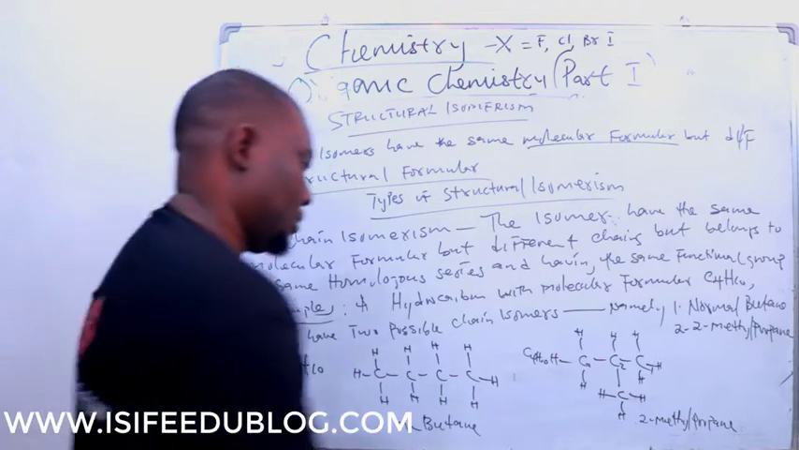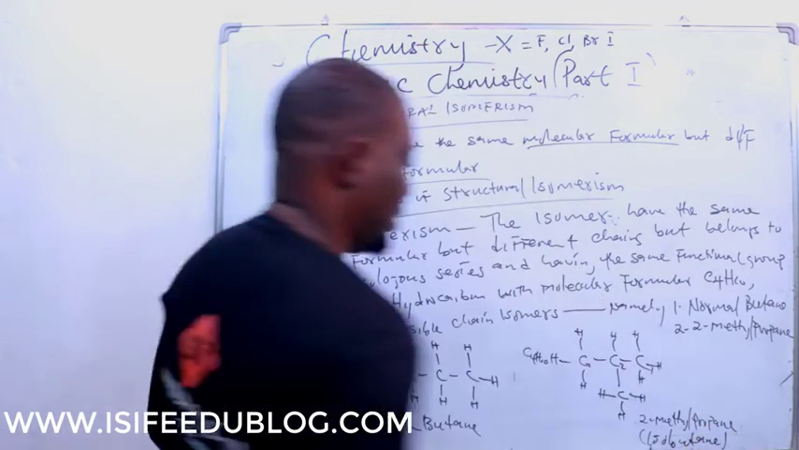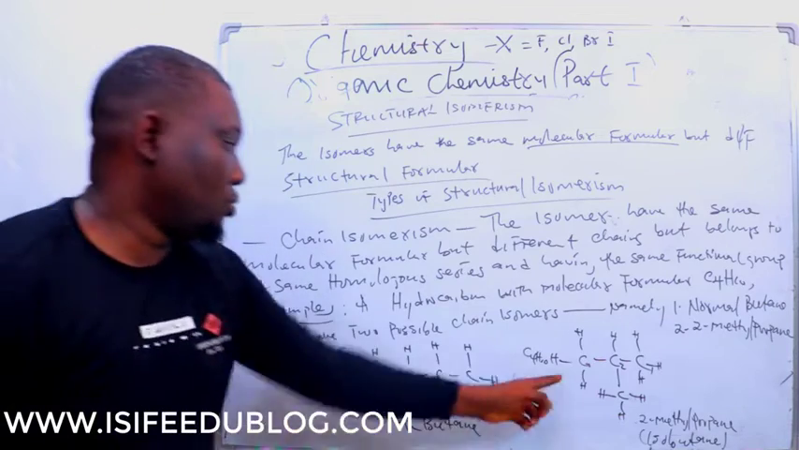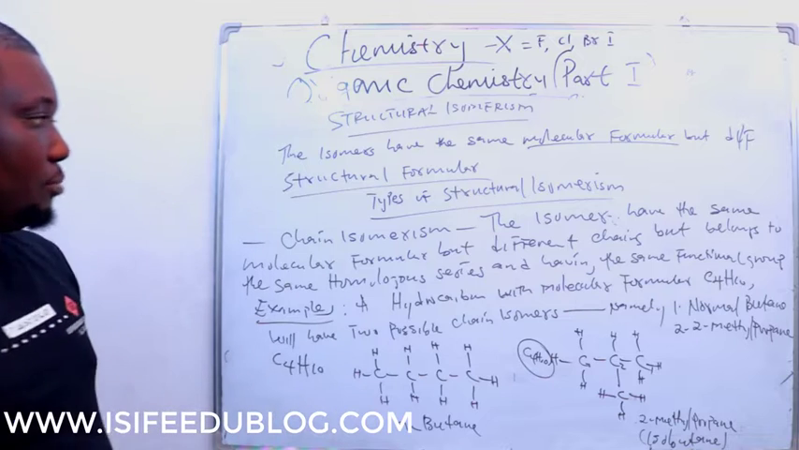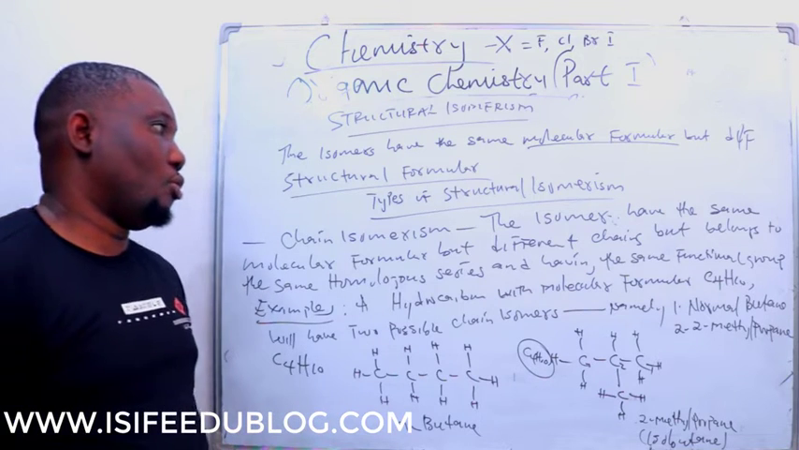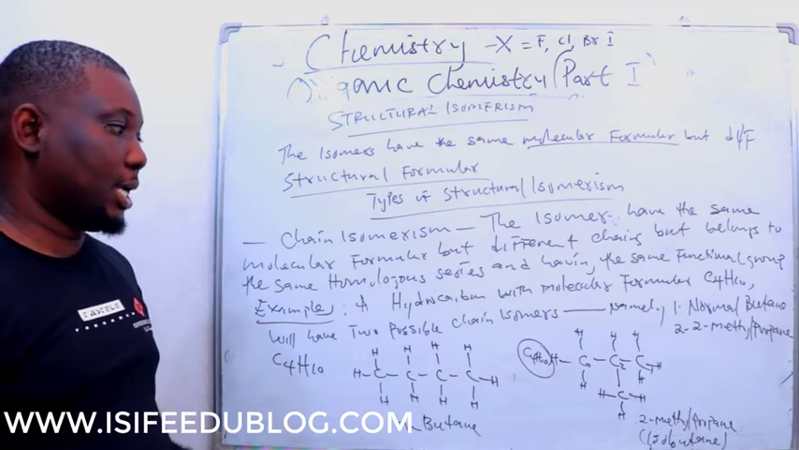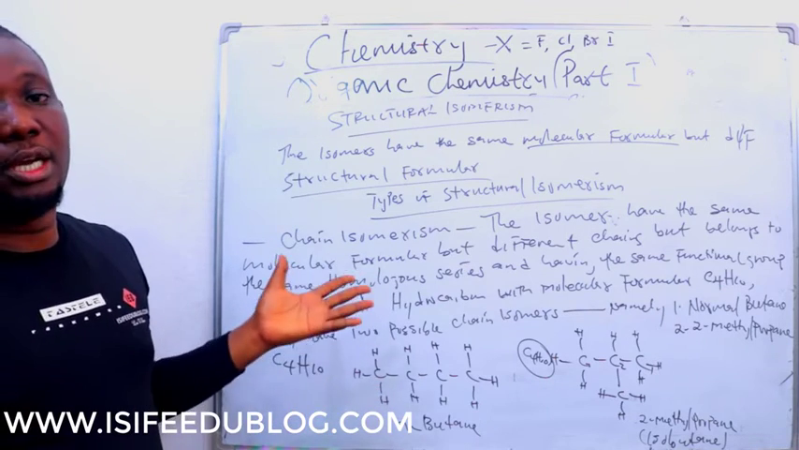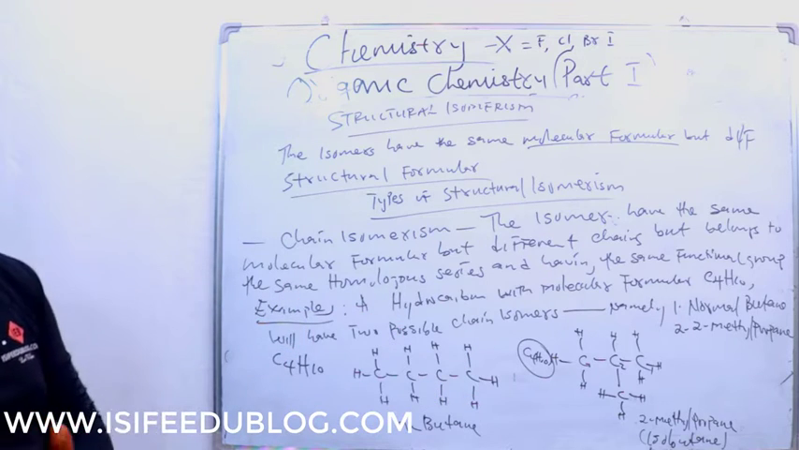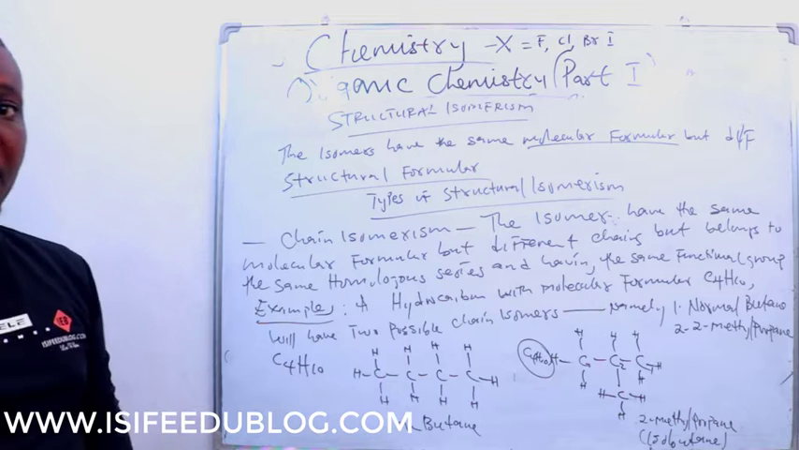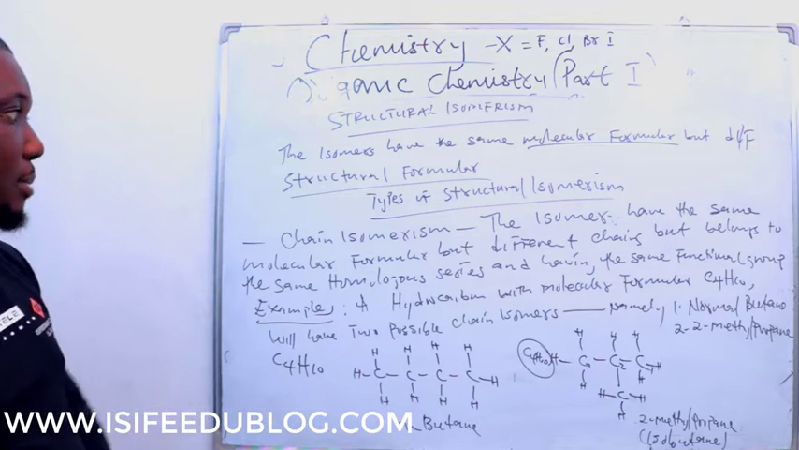Yes, or I can call this isobutane. That's the trivial name, isobutane. Okay, so these two are isomers. Why are they isomers? They have the same molecular formula but different structure. So this occurs when the isomers have the same molecular formula and different chains, but the criteria for this isomer is that they must belong to the same homologous series and must have the same functional group, but they tend to have different chains. So that is chain isomer.